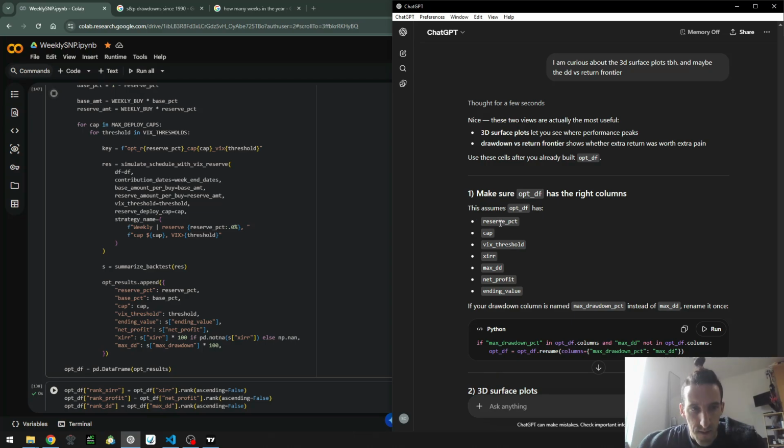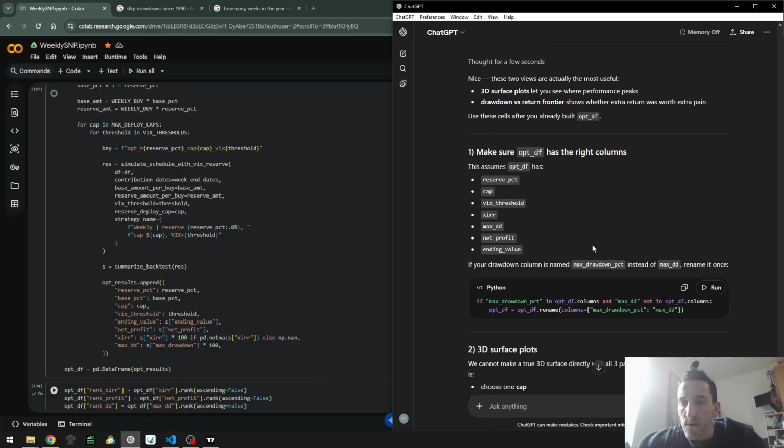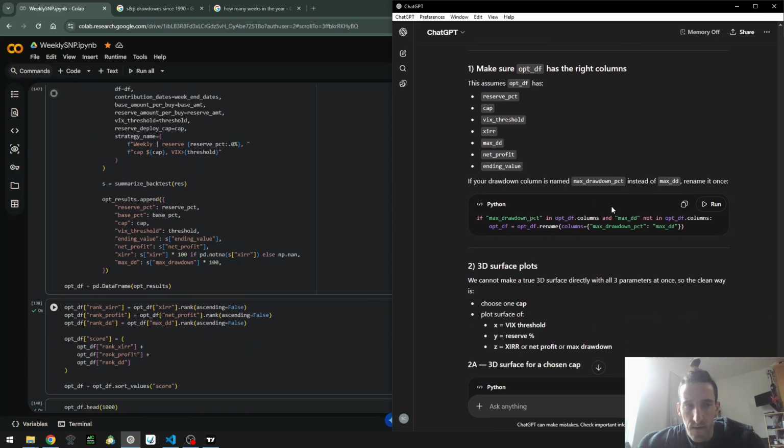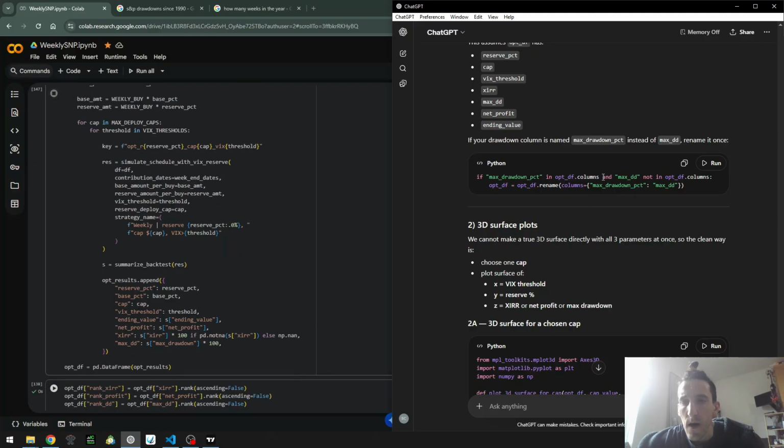So we have a reserve percentage. Yeah, we have a cap. We have fixed threshold. Yes. XIR, yes. Max DD, yes. Net profit, we do. And ending value. Ending value, yes. I can see it right there. If your drawdown column is named max drawdown percentage instead of max, rename it once. Max drawdown percentage. No, it's not. It's max DD. You just gave me the code. What do you mean? Okay, and then what do we have?